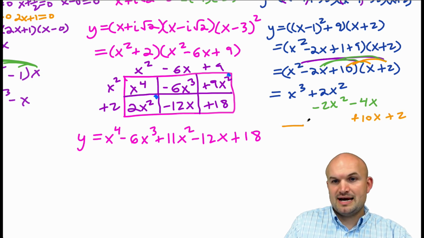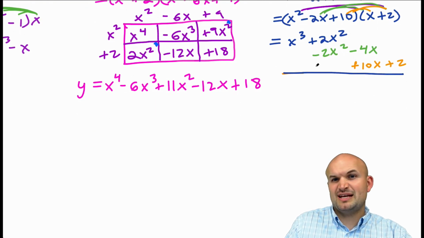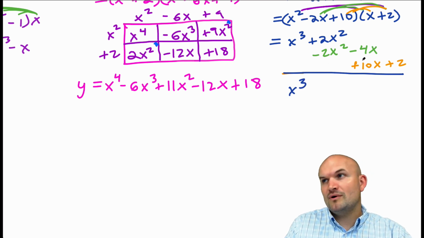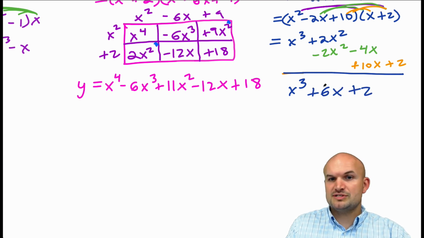And then basically now I'm just going to write my final answer. I'm just going to vertically add these up. So I have x cubed, 2x squared minus 2x squared is going to be a 0x squared. Negative 4x plus 10x is going to be a positive 6x. And then plus 2. And obviously that is going to be equal to y.